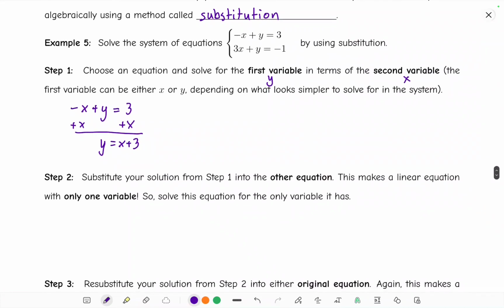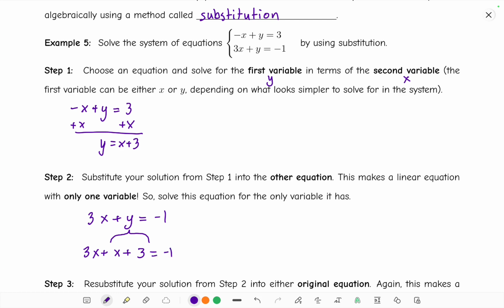Step 2, substitute your solution from step 1 into the other equation. So that means into the equation you didn't pick. So we substitute y equals x plus 3. Since the equation we didn't pick was 3x plus y equals negative 1, and we're going to substitute y equals x plus 3, that means this y gets replaced by x plus 3. So we get 3x plus x plus 3 equals negative 1.